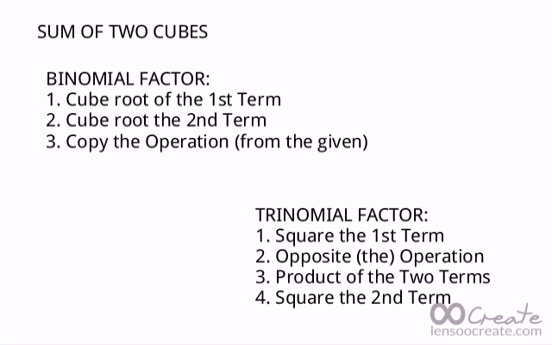So here are the steps in getting the sum of two cubes. Again, for the binomial factor, the first step is the cube root of the first term. The second step is to get the cube root of the second term. And the third step is to copy the operation from the given. For the trinomial factor, the first step is to get the square of the first term. Second step is opposite the operation. Third step is the product of the two terms. And the fourth step is to get the square of the second term.